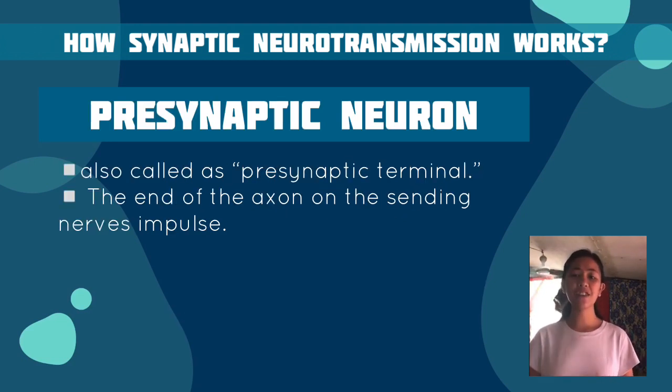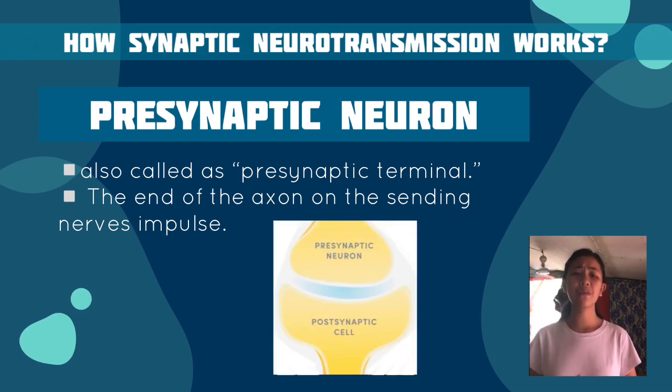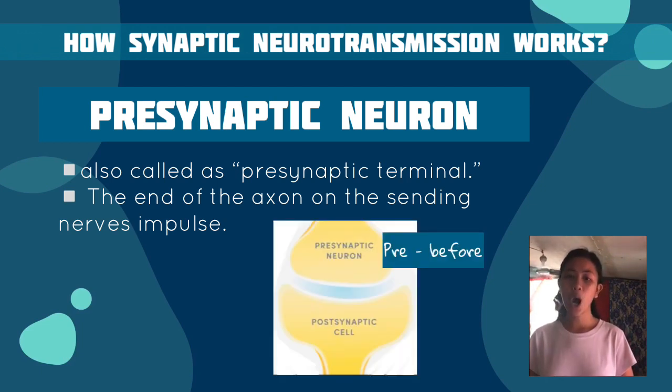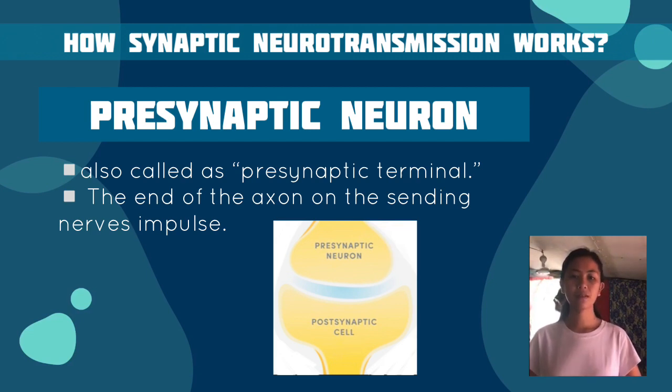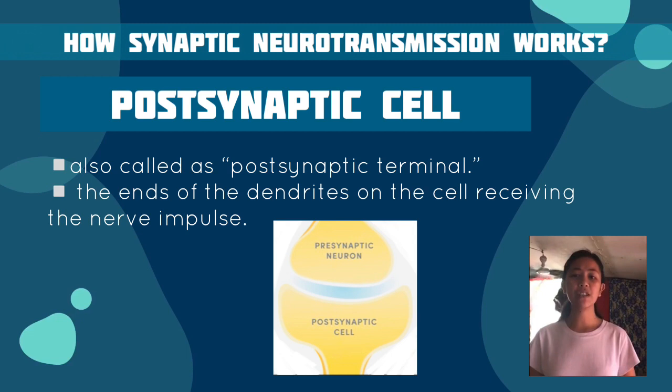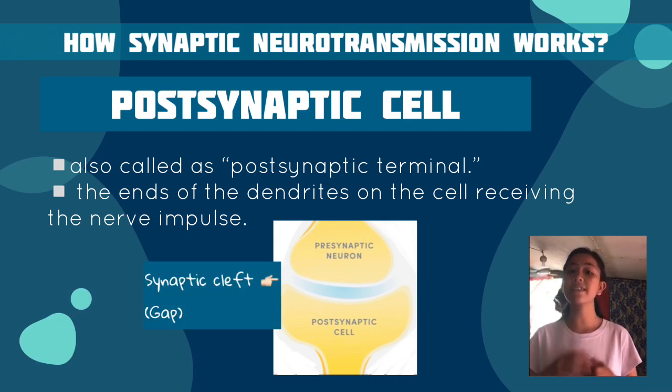The end of the axon on the sending neuron is also called the presynaptic neuron or presynaptic terminal. This makes sense if we think about the word pre, which means it comes before. The ends of the dendrites on the cell receiving the nerve impulse is the postsynaptic cell or the postsynaptic terminal. Post means it comes after the synapse, and the gap between them is called the synaptic cleft.